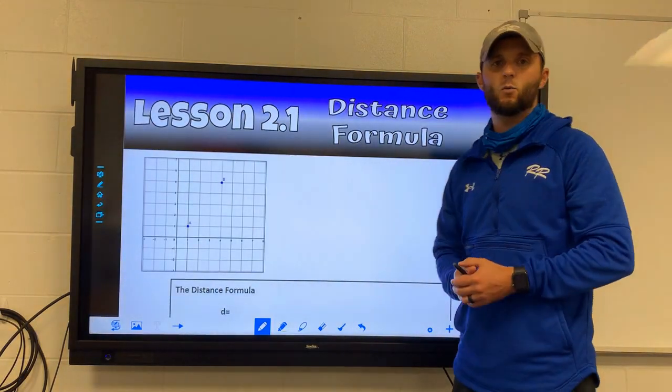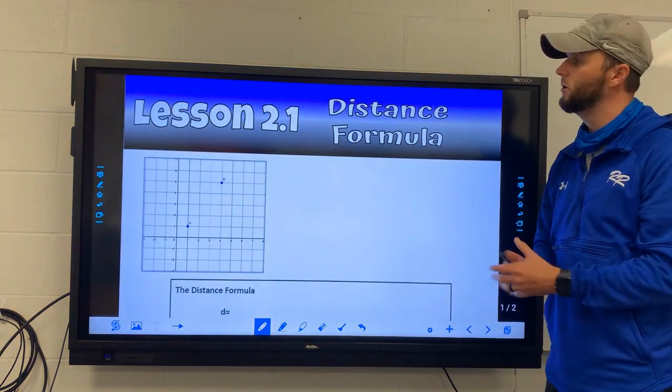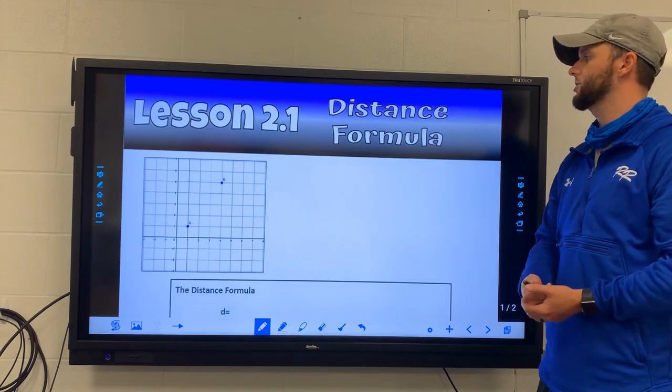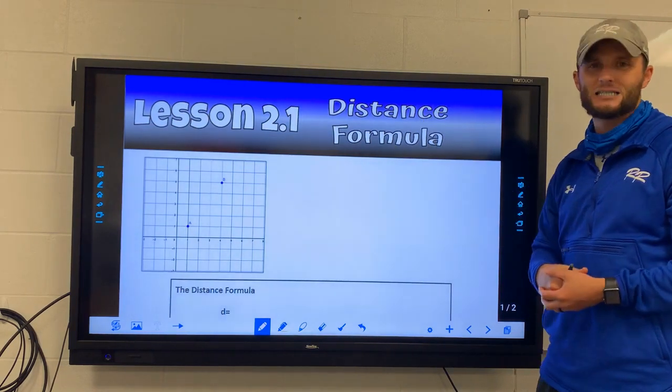What's up, guys? So we're moving on into Unit 2. And Unit 2, 2.1 to start, we're looking at something called the distance formula.